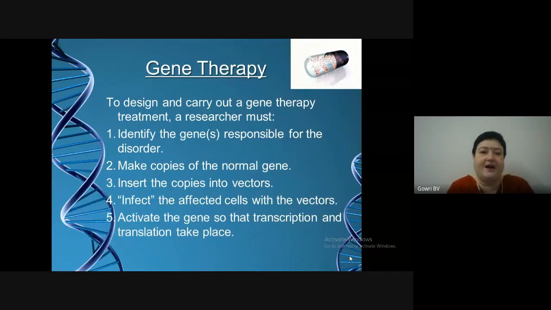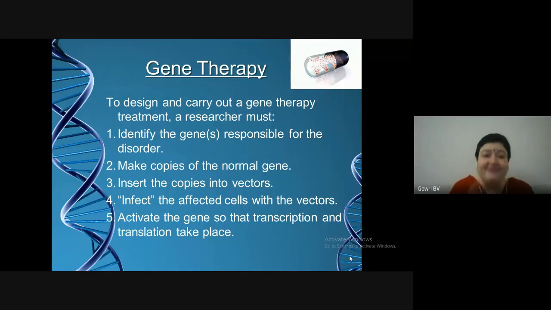Gene therapy. We are coming into the topic very sincerely. To design and carry out a gene therapy treatment, what does a researcher need to have or do? A researcher must identify the gene or genes responsible for the disorder, make copies of the normal gene, insert the copies into the vectors, infect the affected cells with the vectors, and activate the gene so that transcription and translation take place.